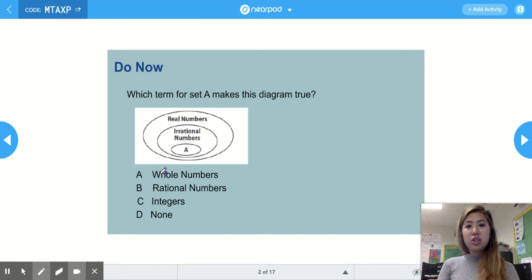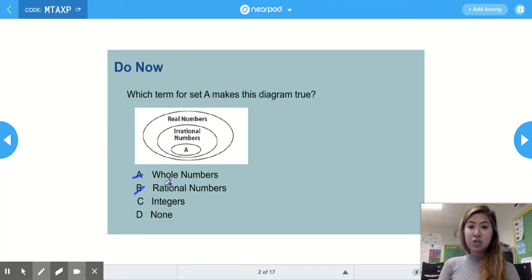So in terms of understanding sets and subsets and classifications of real numbers, we know that real numbers include both irrational numbers and rational numbers, but rational numbers are not included within irrational numbers. So we're going to cross out rational numbers. Whole numbers are a type of rational number, so it can't be an irrational number, so it's not whole numbers.